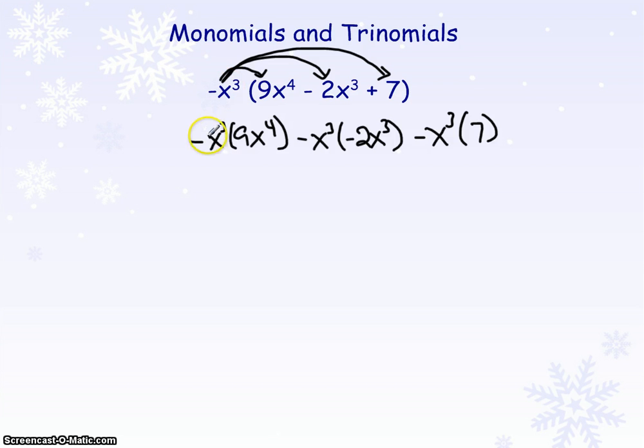Okay? So when there's no number in front, those are 1s. Just keep that in mind. So when you go to multiply, what's negative 1 times 9? Is negative 9.